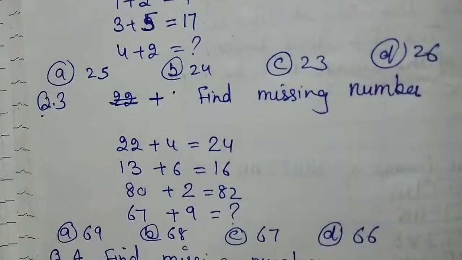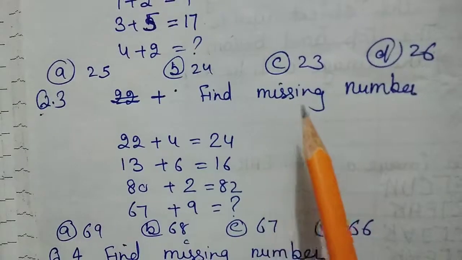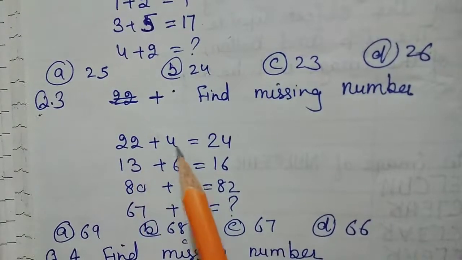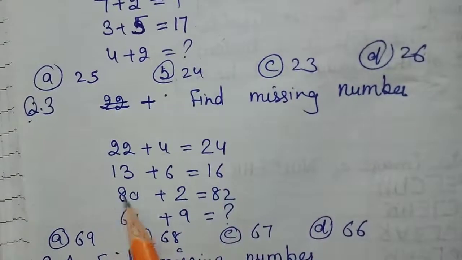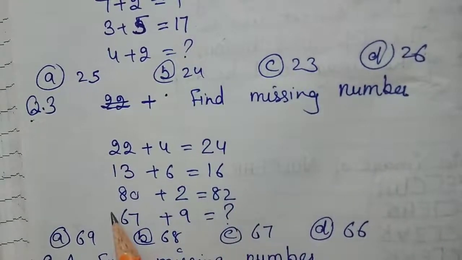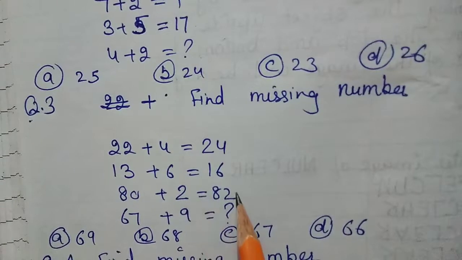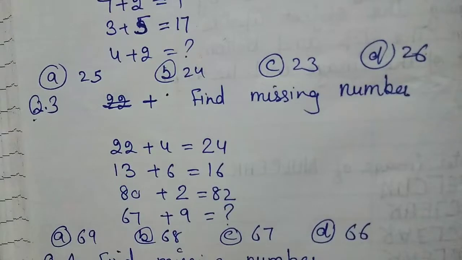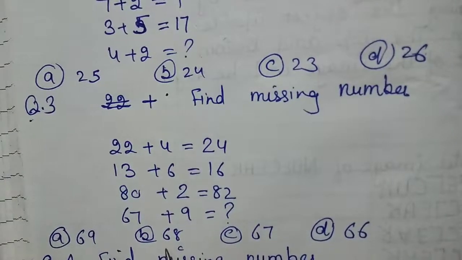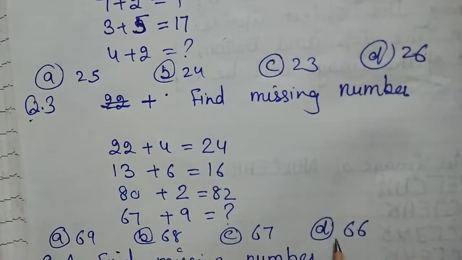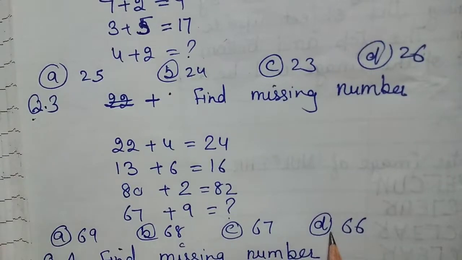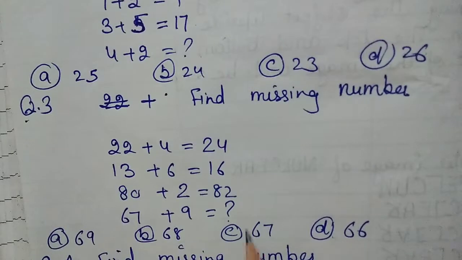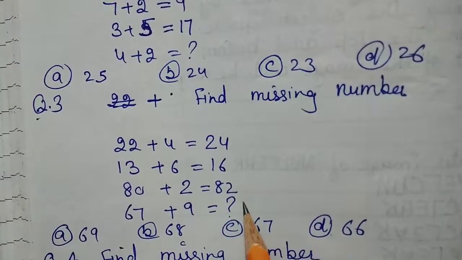Now move to the third question. Find the missing number, and the given values to you are 22 plus 4 equal to 24, 13 plus 6 is equal to 16, 80 plus 2 equal to 82, 67 plus 9 equal to what we have to find out, and the given options are 69, 68, 67 and 66. So you try to find the relation between them and then find the value.